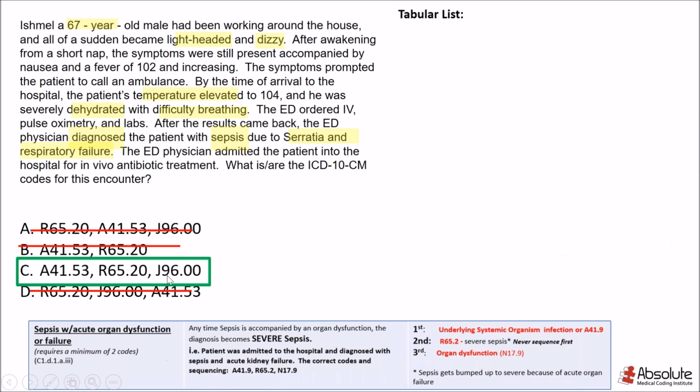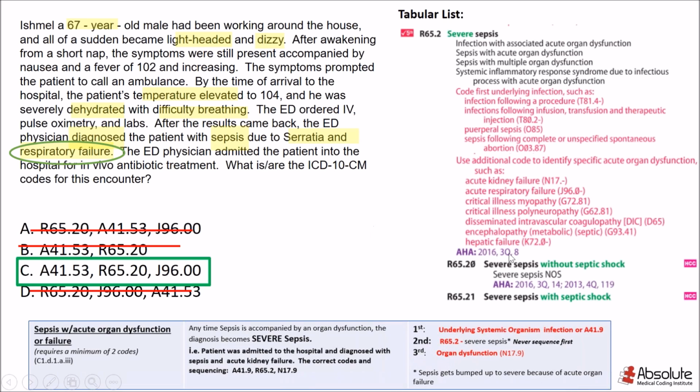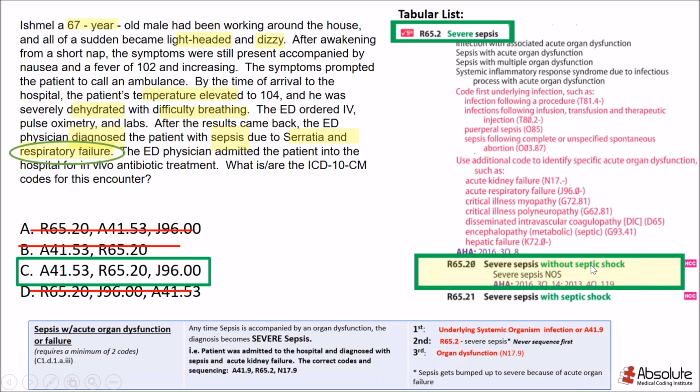Next, we are going to be looking for our severe sepsis. If you look down here, you will find severe sepsis without septic shock. We just had a basic severe sepsis. Now, look at these codes here. This is very important, so you read through them. It says here, first code underlying infection. That's what our TTT manual tells you, and that is what the guideline is saying. So we follow that, and we got that A41.53, remember?